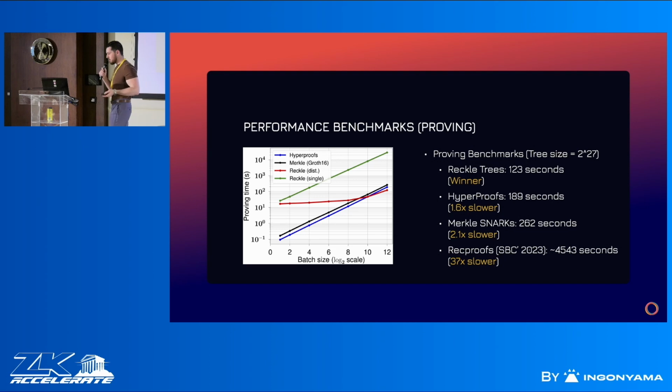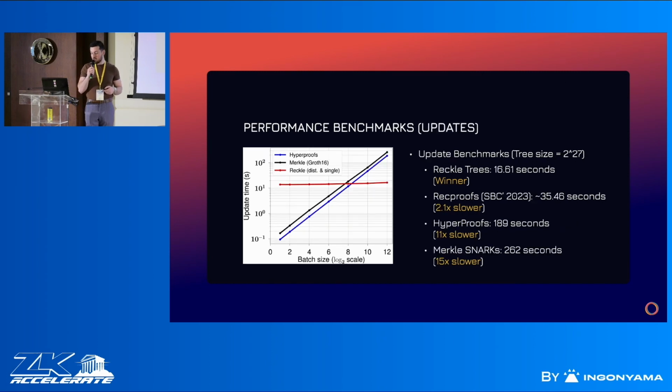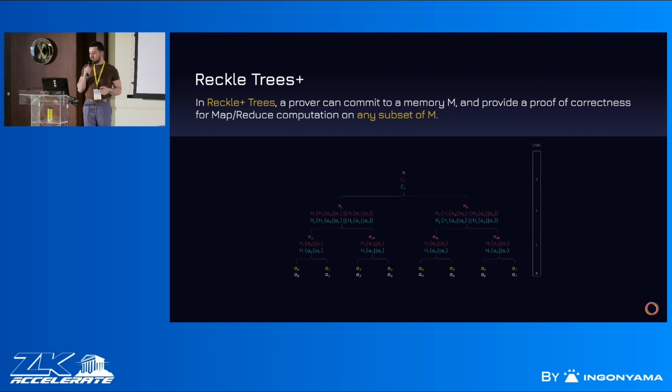So compared to the state-of-the-art works like Hyperproofs, Merkle SNARKs, and our previous work, REC proofs, that we published last summer, the RECL tree construction was substantially faster on proof time and was substantially faster on updates. And so what we then decided was, well, what if we take the same construction of RECL trees, and we apply another layer of computation on top. We call these RECL plus trees.